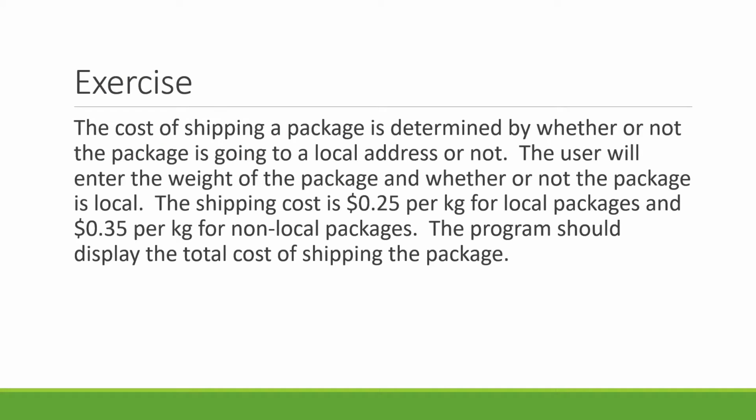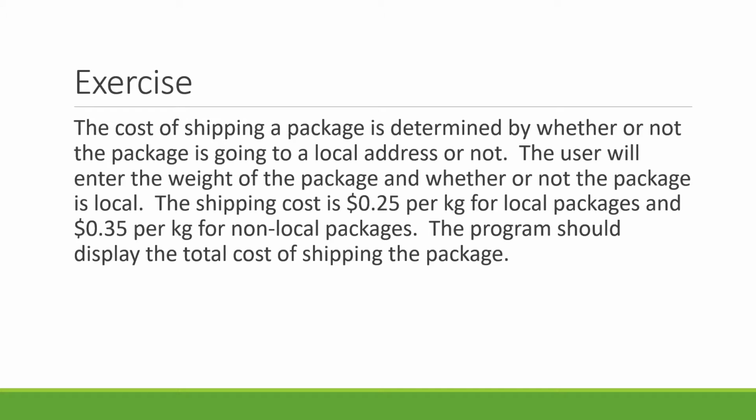Let's do another programming exercise. The cost of shipping a package is determined by whether or not the package is going to a local address. The user will enter the weight of the package and whether or not the package is local. The shipping cost is 25 cents per kilogram for local packages and 35 cents per kilogram for non-local packages. The program should display the total cost of shipping the package.